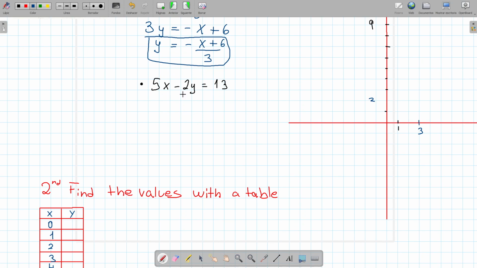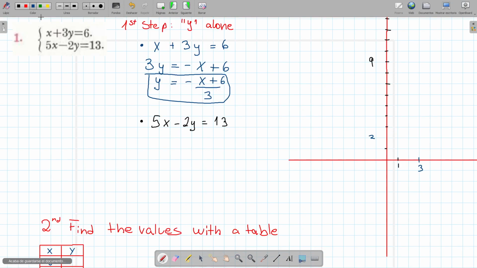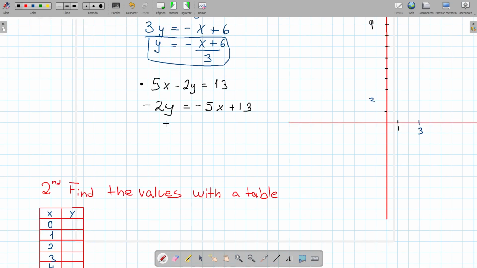Now, if I want to make the y alone in the second equation, what I have is minus 2y equals minus 5x plus 13. Now, the problem here is that the y should be positive. So in order to make it positive, I should multiply everything by minus 1.